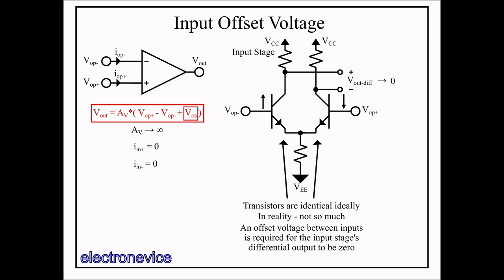This effect is captured by adjusting our ideal op-amp transfer function with the addition of the input offset voltage, denoted as VOS. Note that all other ideal op-amp equations are still kept, including the infinite gain. Now let's explore the differences between the ideal op-amp and the op-amp with V-offset incorporated.